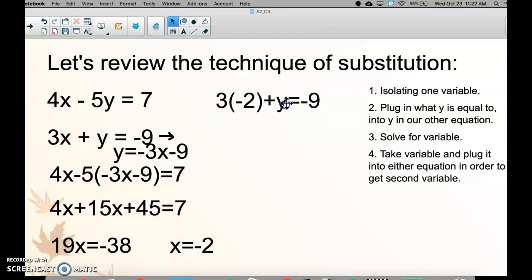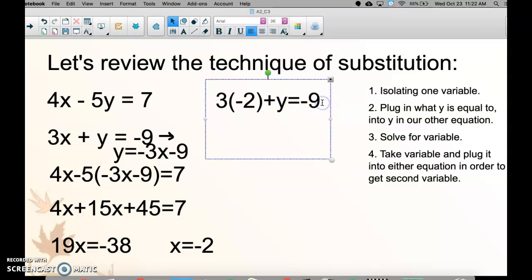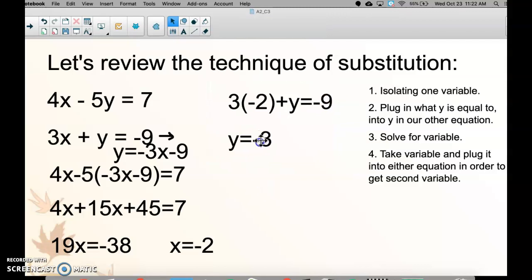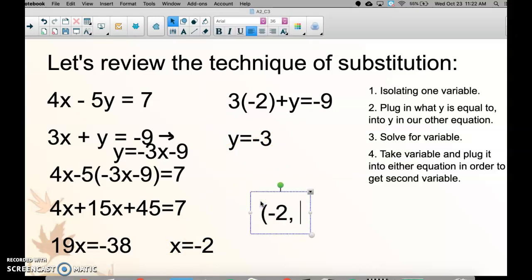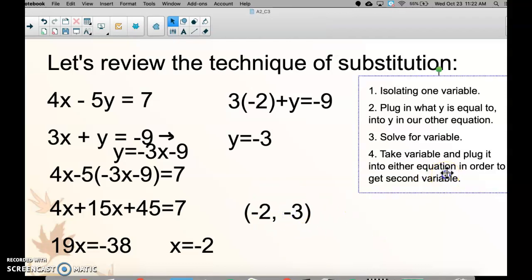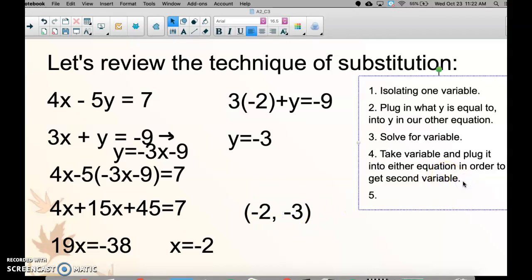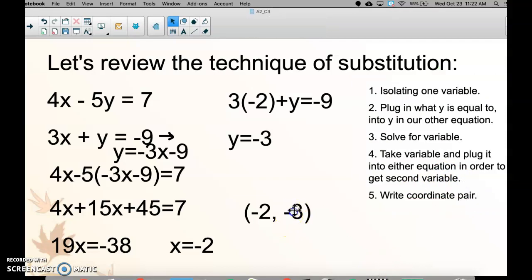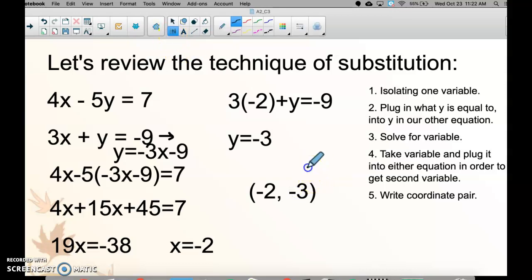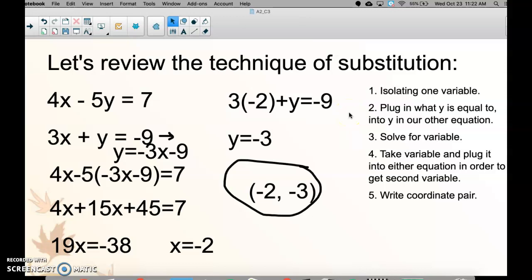From here, I just solve, and I get y equals, well, negative 6, add that over, it's going to be negative 3. Again, I'm not quite finished. Even though I have an x and a y, I still have to put it in coordinate form. Negative 2, negative 3 is my final answer. So that would be step 5, write coordinate pair. So that's your final answer. And because you want to make your teacher's life easy, please circle it so I can find it easier.